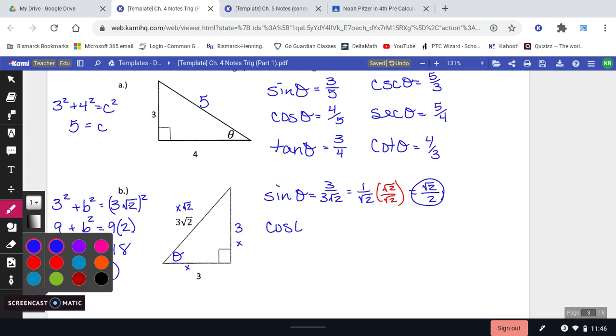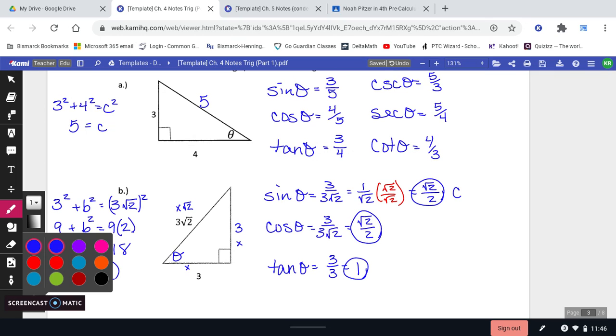Okay, cosine. Actually, the same thing happens with the cosine because you have adjacent over hypotenuse. Again, simplify, rationalize, and it will also be √2 over 2. Tangent is opposite over adjacent, which is 1.